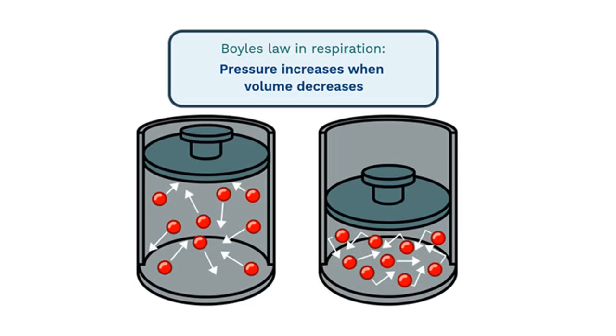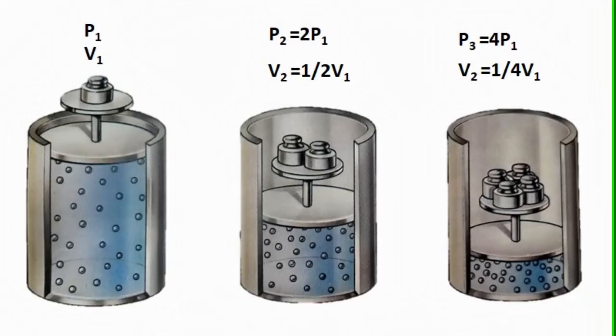Let us consider first the relationship between the pressure and volume of a gas when both the number of molecules and their average kinetic energy are constant. That is, they do not change when the pressure and volume change. Consider the container of gas with a movable piston as shown in the figure.